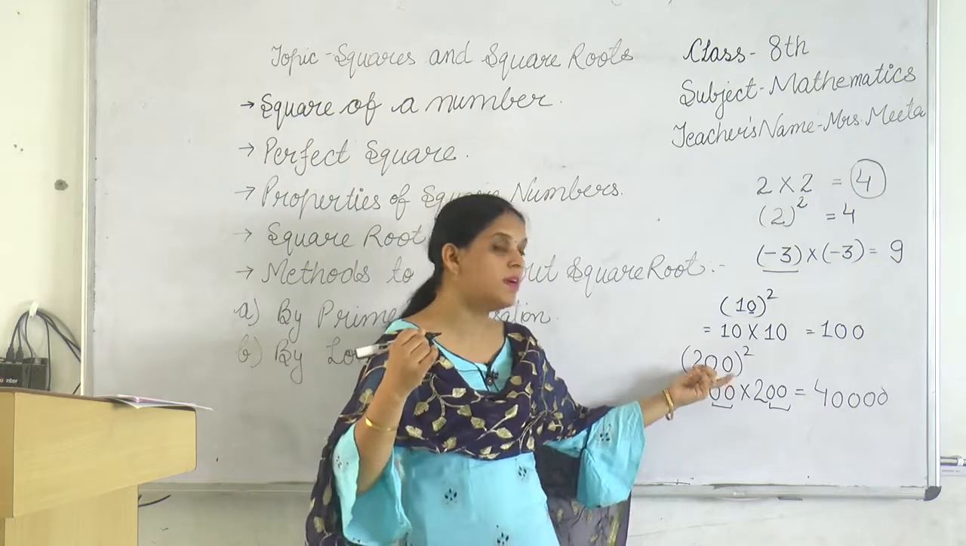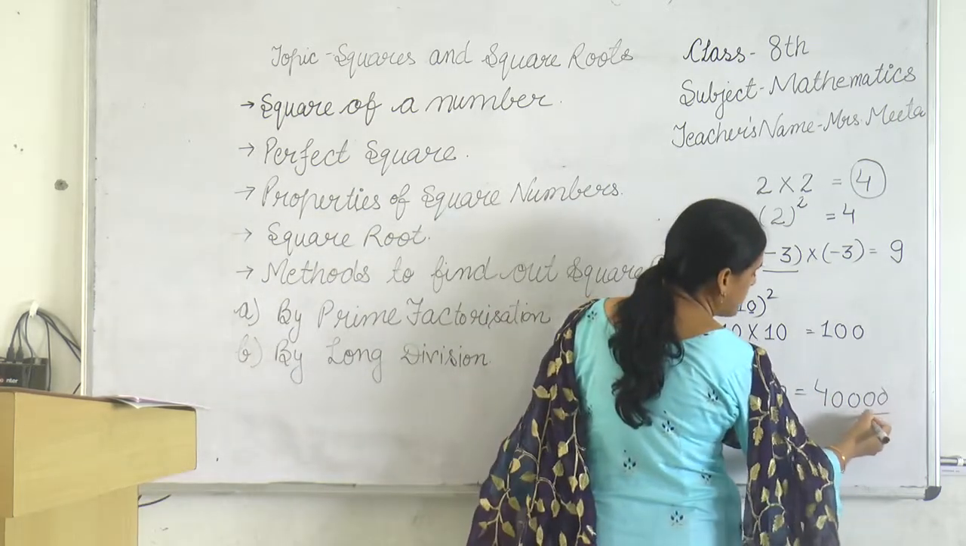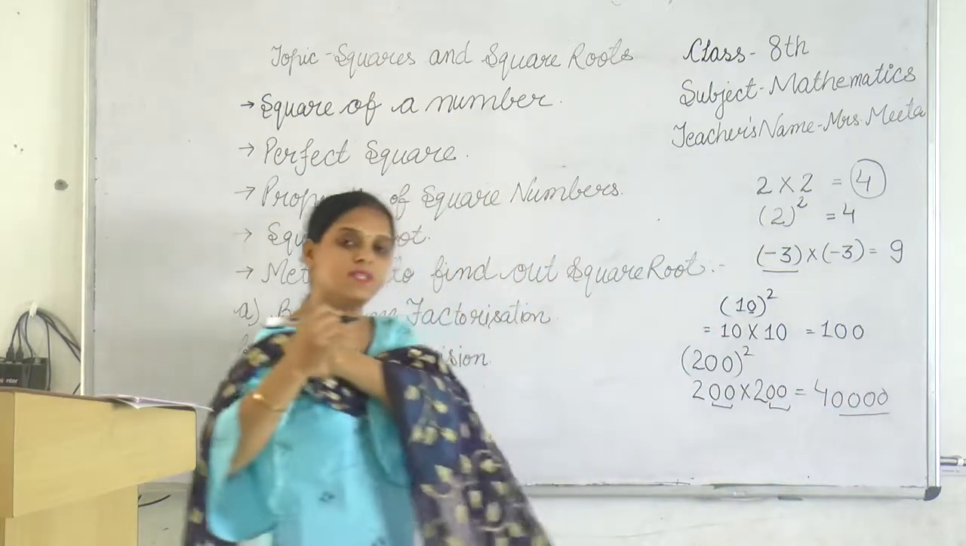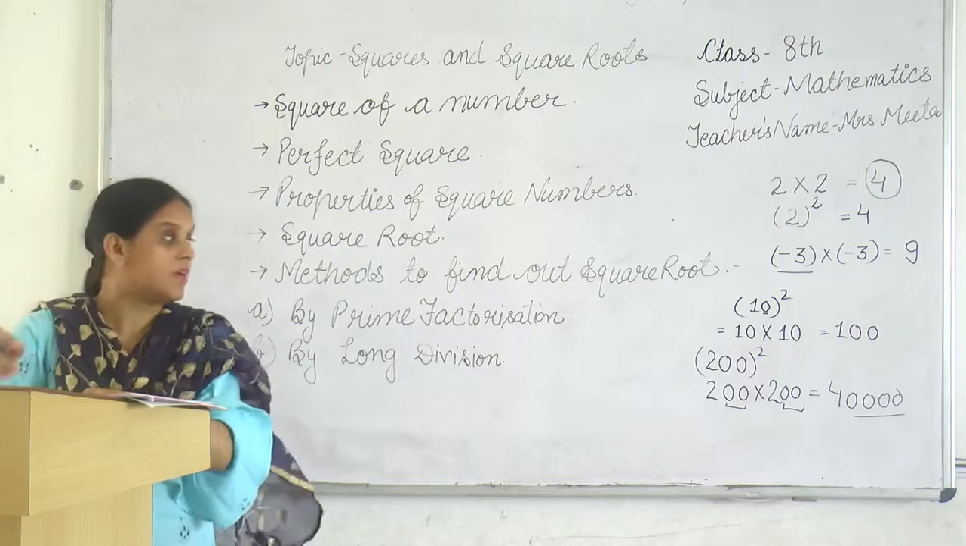Two zeros are there, but in the perfect square of that number, the zeros will be doubled, or the zeros will be 4. Is that clear to all? Now these are some important properties of the square number.